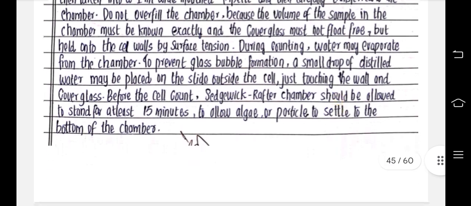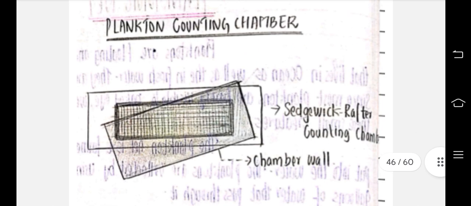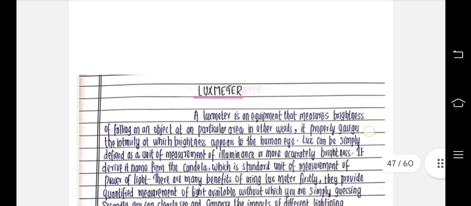Before the cell count, the Sedgwick rafter chamber should be allowed to stand for at least 15 minutes to allow algae or particles to settle down to the bottom of the chamber. Plankton net, counting chamber, Sedgwick rafter counting chamber, chamber wall.